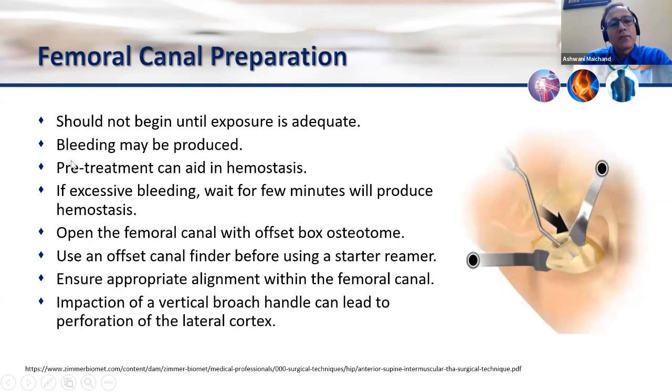Whenever we open the medullary cavity, of course, we can expect some bleeding. Some people use pre-treatment for hemostasis. We can always wait, and then we start with our box of Storm.